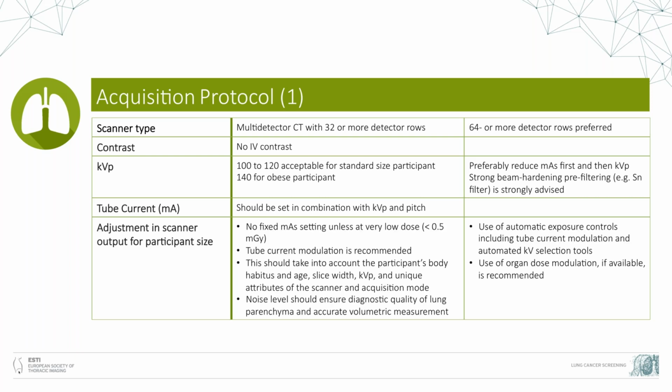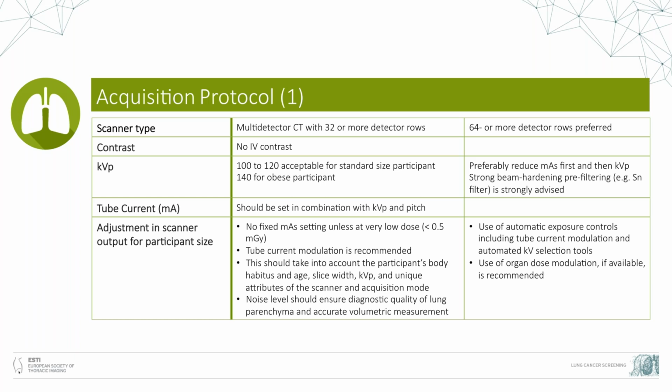And then what about the adjustment in scanner output for participant size? No fixed mAs setting unless at very low dose, less than 0.5 milligray. Tube current modulation is recommended. And this should take into account participants' body habitus, age, slice width, kVp, and the unique attributes of the scanner and acquisition mode. And then noise level settings should ensure diagnostic quality of the lung parenchyma, because that's what we're looking at, and of course, accurate volumetric measurement.